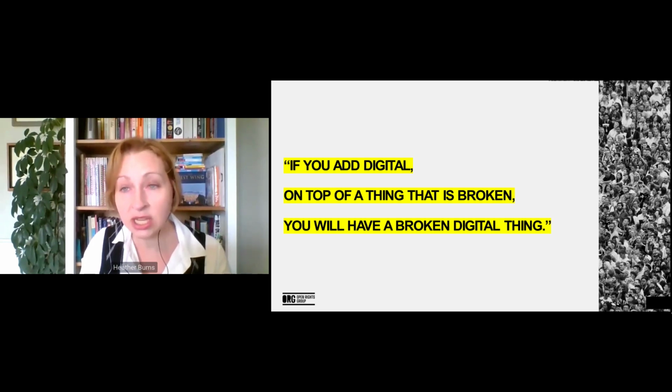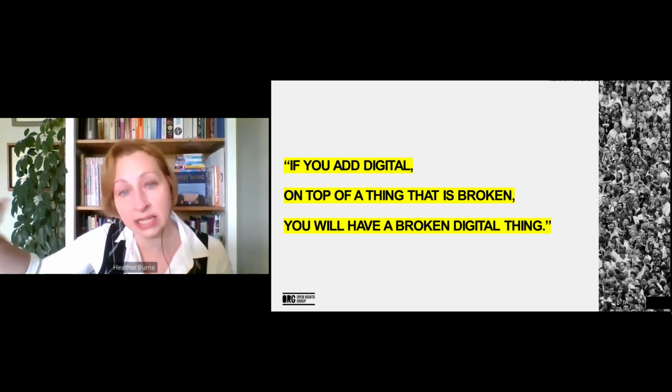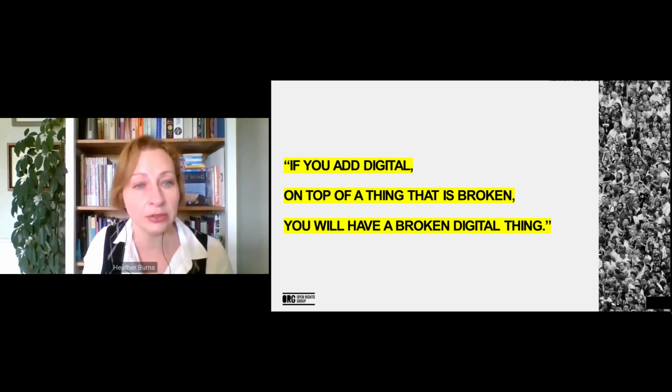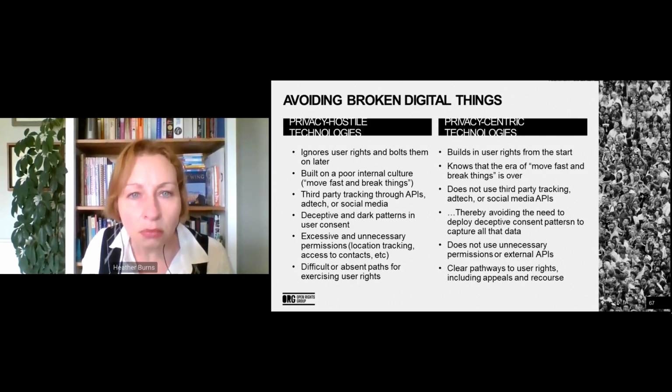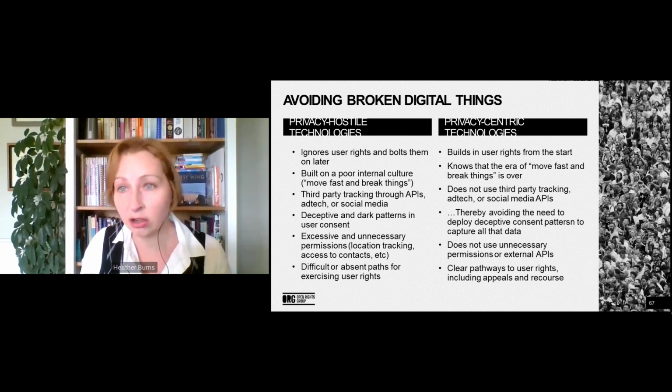So that means that if you build technologies and products and services that don't have a healthy regard for privacy from the foundations, you're just duplicating that, but making it digital. So I want to help you not build broken things. I want to help you build digital good things. So what are some practical ways to avoid broken digital things? Let's compare and contrast privacy-hostile technologies and privacy-centric technologies.